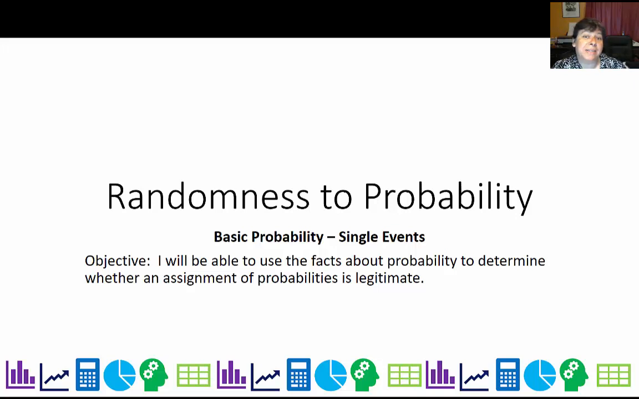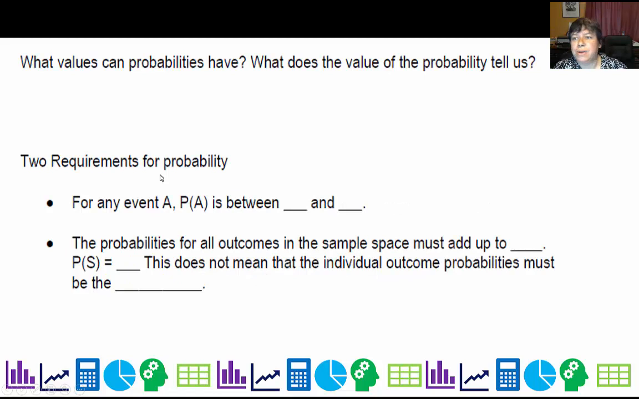Now let's look at some basic probability. And you might notice Grace, my cat, hanging around right now.